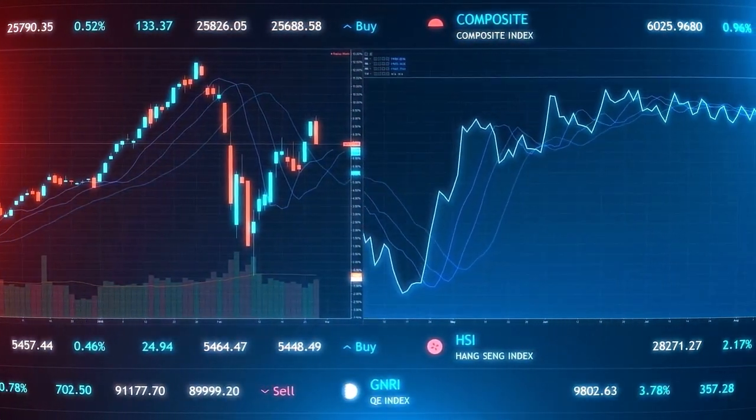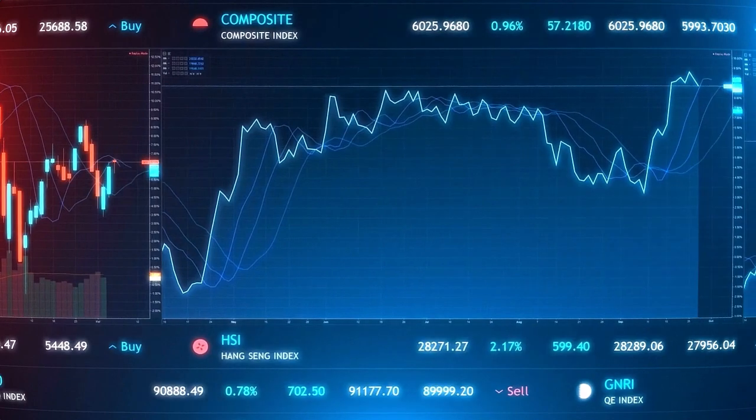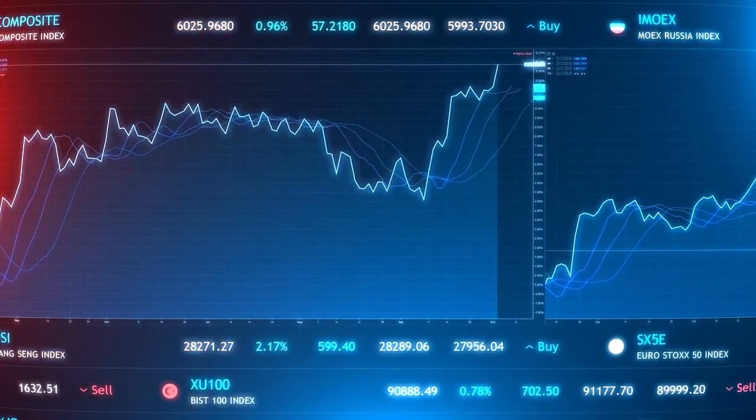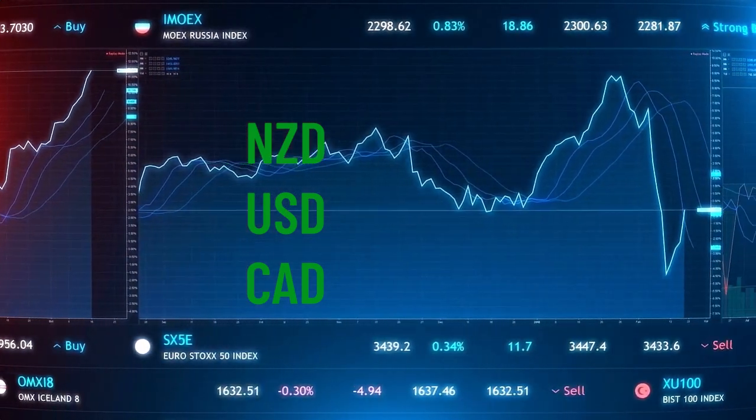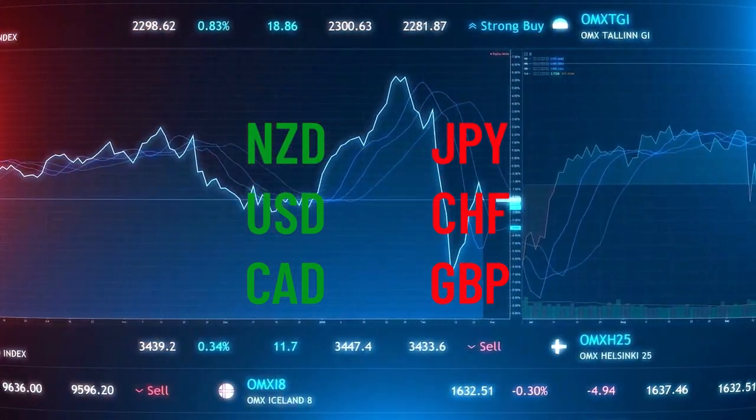I'm Johan Milan, and today, Friday 16 February 2024, my trade setup directions for today will be long on the New Zealand, the US dollar and the CAD, the short on the yen, the Swiss and the pound.